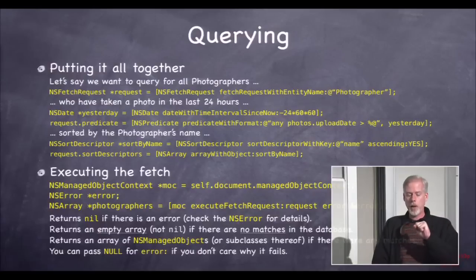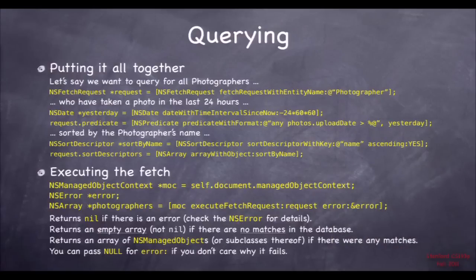Here's how I execute the fetch. I send a message to the managed object context, which I probably got from my document, called executeFetchRequest. I pass it the request and also a pointer to an error pointer so that I can get an error back. And this executeFetchRequest, really simple semantics, okay? If it returns nil, there was an error. And you'll have to look at the error that was returned there to find out what it was.